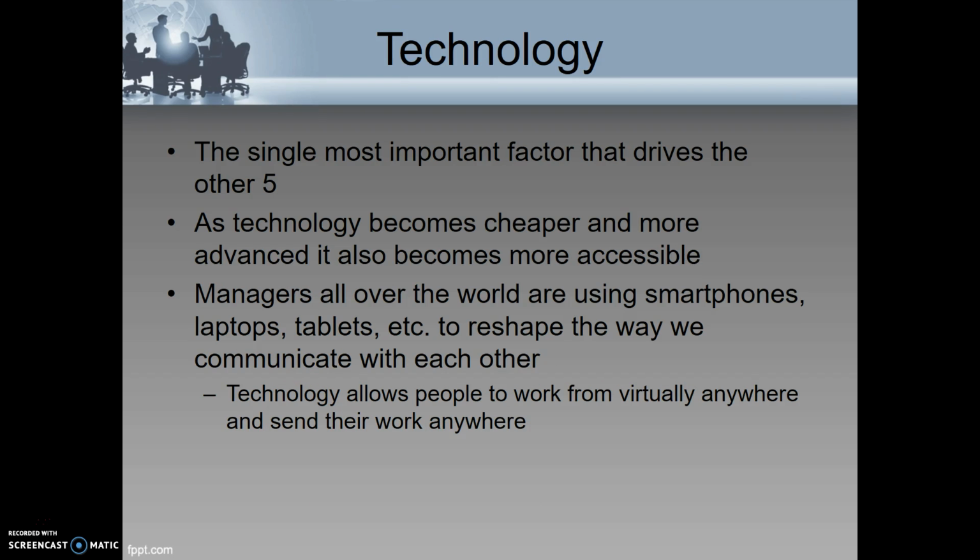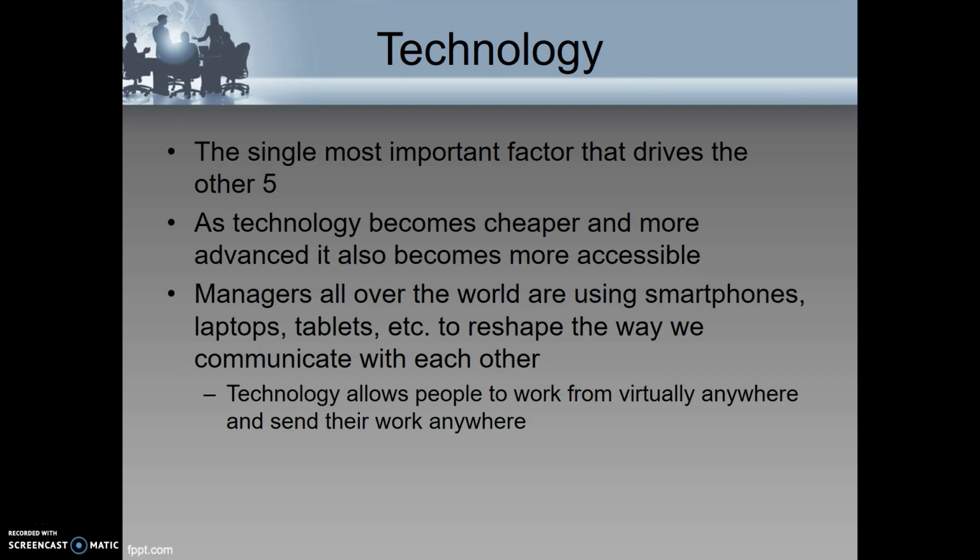The single most important factor that is driving all of the other five in this list is technology. Technology is what makes all of these things happen, and as technology becomes cheaper and more advanced, it also becomes more accessible, so more and more companies, individuals, and parts of the world can partake in these advancements in the way that business works.